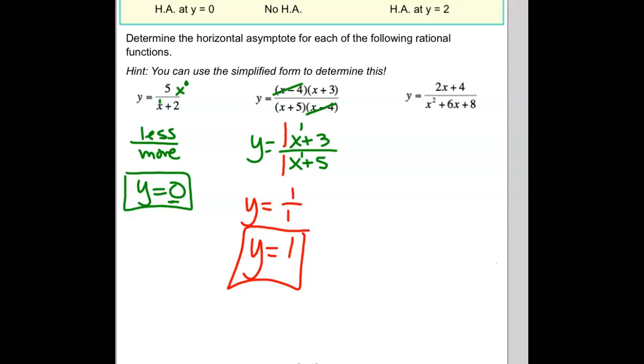Our third example is not factored, and that's okay for finding the horizontal asymptote. It's actually easier than the factored version. Top degree is 1, bottom degree is 2. Since our top degree is less than the bottom, we have a less over more, which means we have one at 0. So horizontal asymptote y equals 0. Here our horizontal asymptote was y equals 1. And here our horizontal asymptote was y equals 0 again.